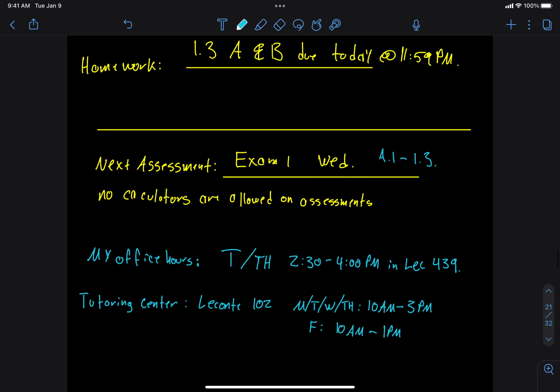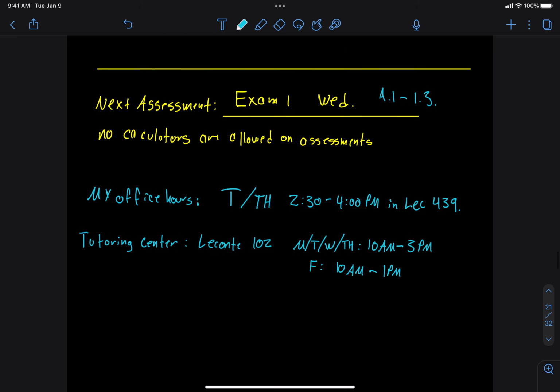Speaking of that, the next assessment is going to be the exam. The first exam is going to be on Wednesday, and I think it counts for about 15% of your grade. One thing that's different about college math compared to high school math is that exams are a lot more heavily weighted. So exams are definitely something you want to spend some time studying for. I'd say at least 4 to 6 hours at a minimum, even if you feel pretty familiar with this material.